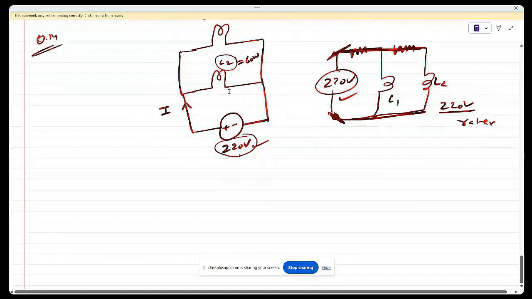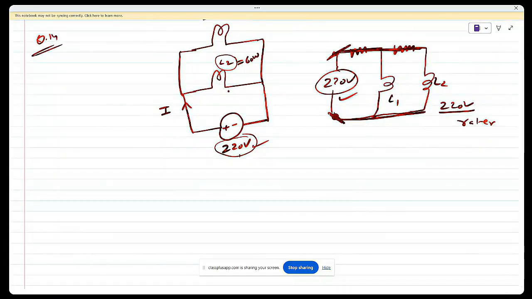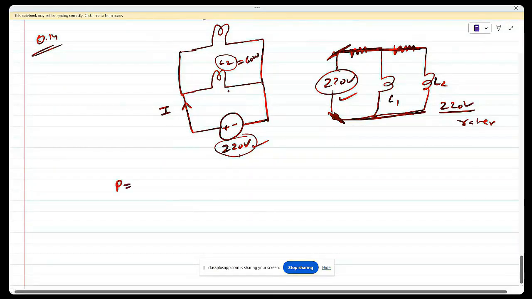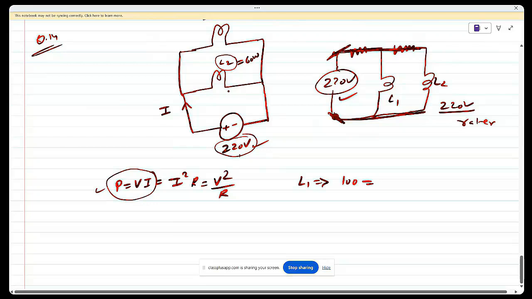Now you can use this relation: P is equal to VI is equal to I square R is equal to V square upon R. This is the relation for P, and based on the conditions given, we can use this relation. So for lamp 1, what is the power? 100 watt is equal to, what is the voltage? 220 volt. What is the current? Let's say the current is I1.